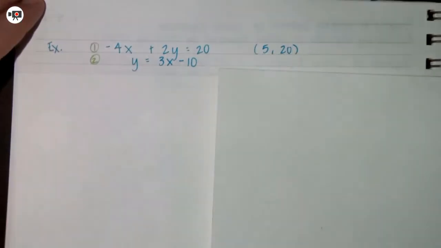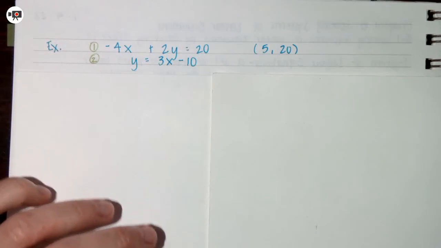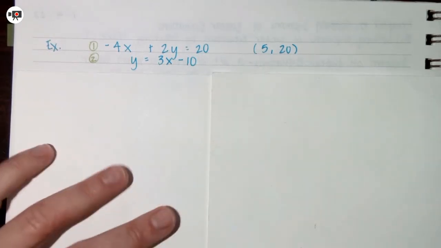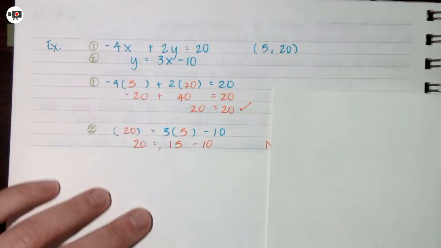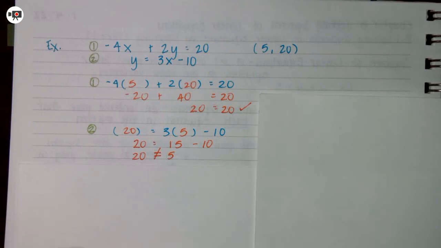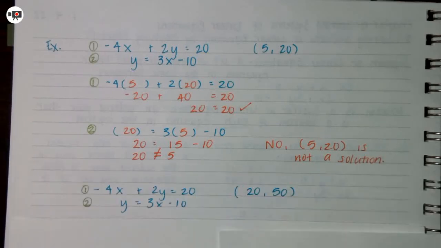Let's try another one. So if I'm given negative 4x plus 2y equals 20, and y equals 3x minus 10, and the given point of (5, 20), plugging those in to equation 1, it is a solution. Plugging that into equation 2, I would get 20 equals 5, and that is not true. So this is not a solution. I have a couple more examples.